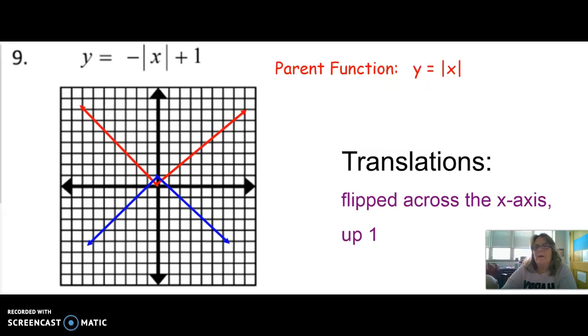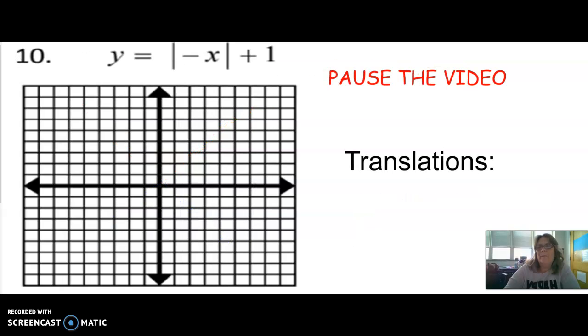9 is also an absolute value function. Notice you've got a couple of things. You have a negative outside of your absolute value sign, so that means that it's flipped across the x-axis. You have a 1 that's outside your absolute value sign, so that means the whole graph is translated or shifted up 1 unit. Problem number 10. Pause your video.